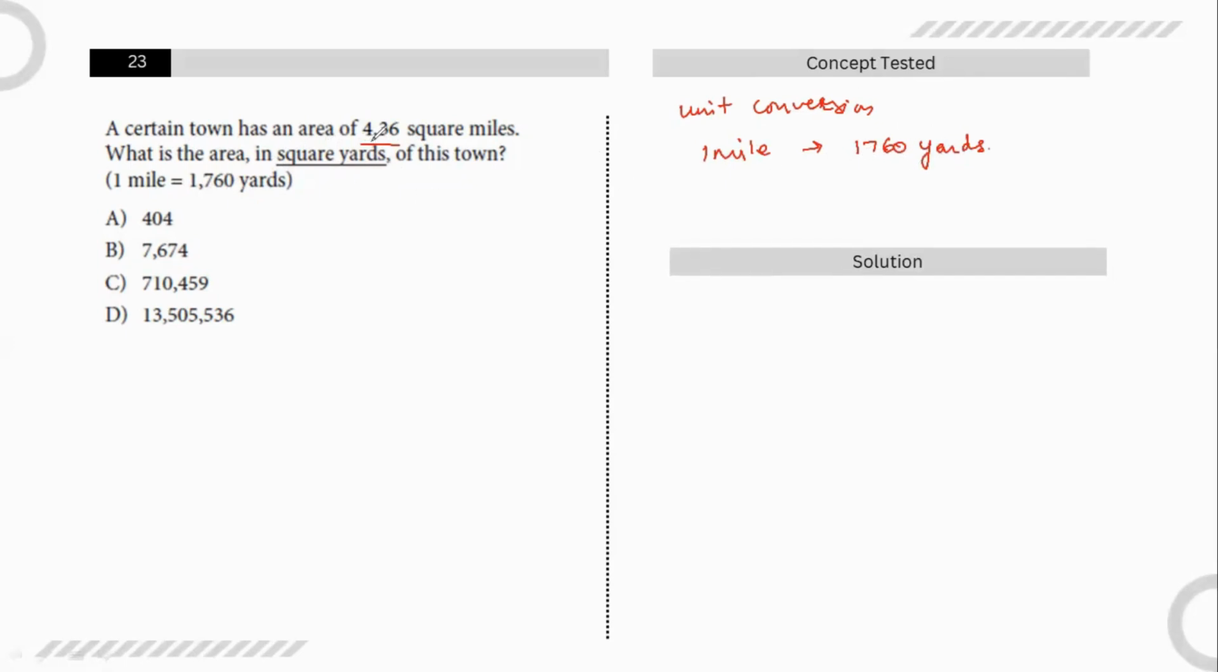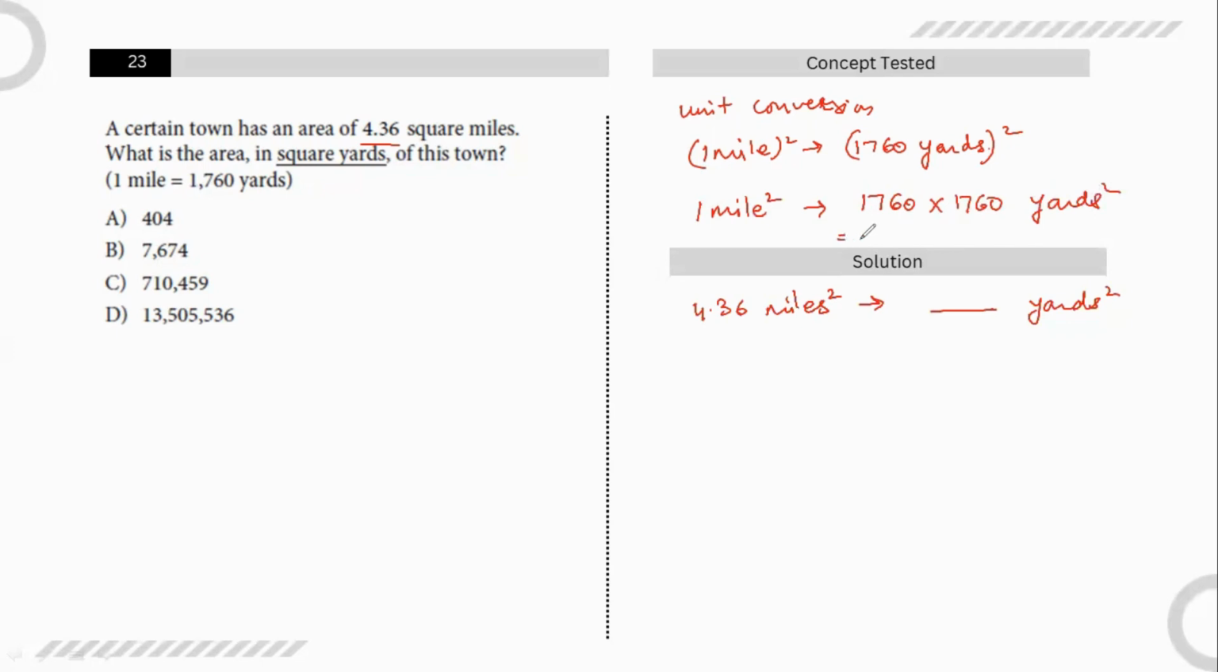And the question gives you 4.36 square miles, right? So what will be 4.36 square miles? If that is the case, we have to convert 4.36 miles square to yards square. That's the conversion. So what is 1 mile equivalent to? That is 1760. And what will be 1 mile square? Let's square both sides to convert it into squares. So 1 mile square can be written as 1760 times 1760 yards square.